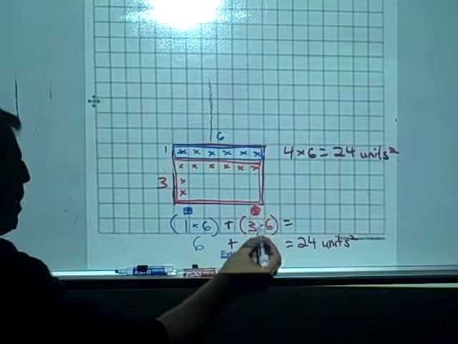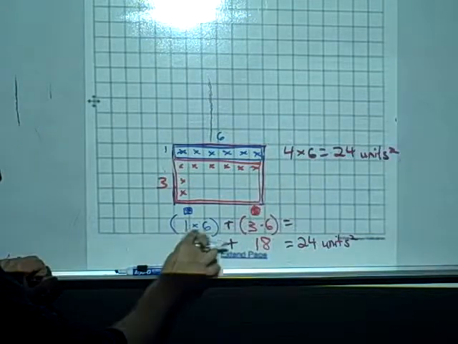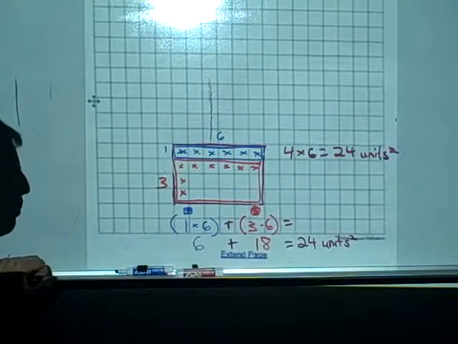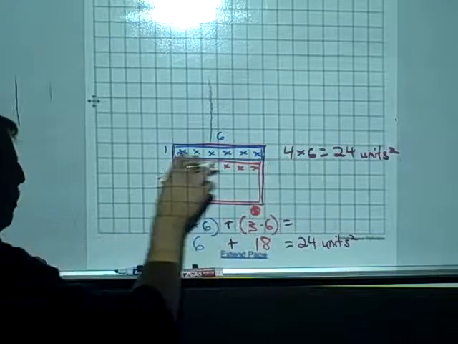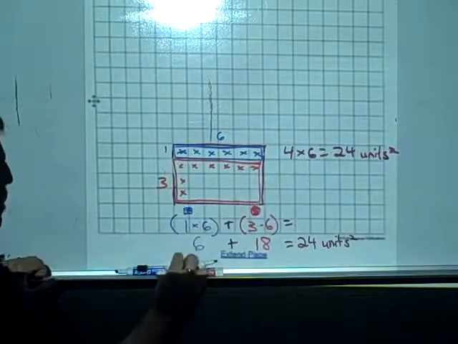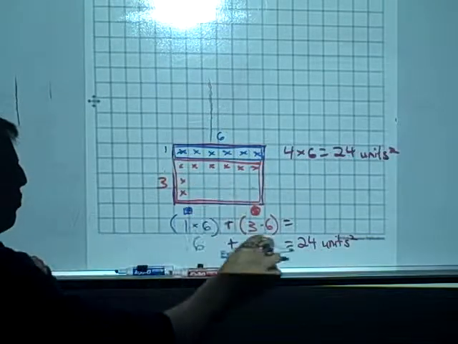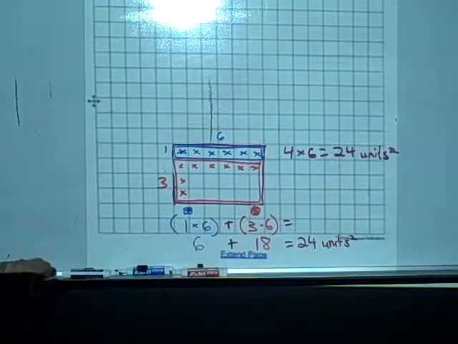So the distributive property states that 4 times 6 is really the same thing as 1 times 6 plus 3 times 6. 4 groups of 6, 1, 2, 3, 4, is the same thing as 1 group of 6 plus 3 groups of 6. I hope you learned a lot today.